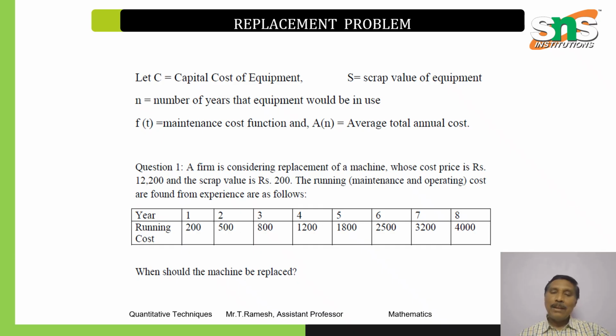A firm is considering replacement of a machine whose cost price is rupees 12,200, and the scrap value is rupees 200. The maintenance and operating costs are found from experience as follows. Here there are 1, 2, 3, 4, 5, 6, 7, 8 years. The running cost is 200 in the first year, 500 in the second year, 800 in the third year, 1200 in the fourth year, 1800 in the fifth year, 1500 in the sixth year, 3200 in the seventh year, and 4000 rupees in the eighth year. So, when should the machine be replaced?